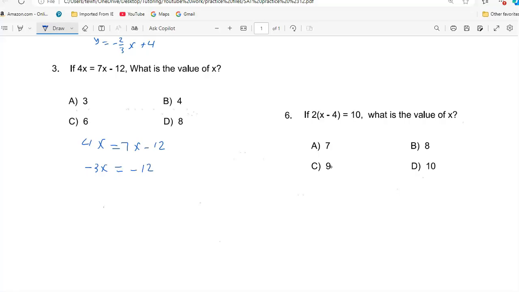Get rid of negative 3. Let's divide both sides by negative 3. So what is negative 12 over negative 3? That's a positive, right? Negative over negative will be positive 4. So for number 3, the answer is B.